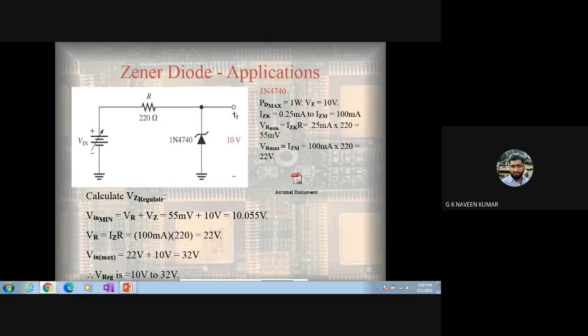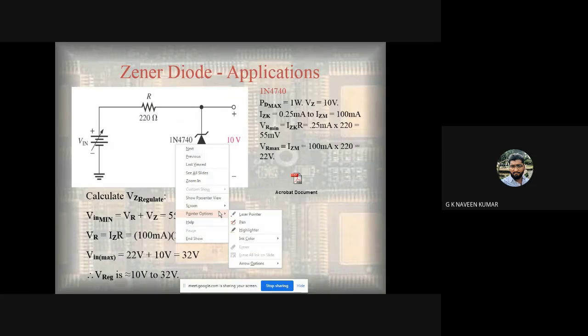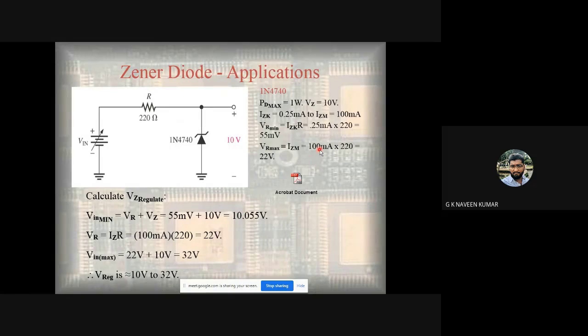Similarly, the maximum voltage drop across the resistor is found by multiplying the maximum Zener current with the 220 ohms. Here you will get the maximum voltage drop, and here is the minimum voltage drop.